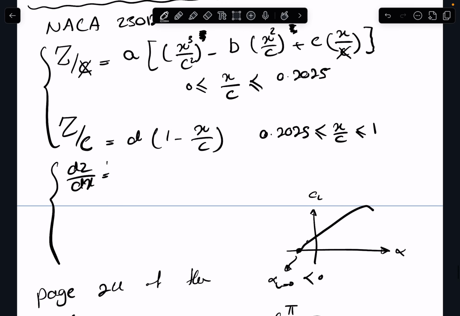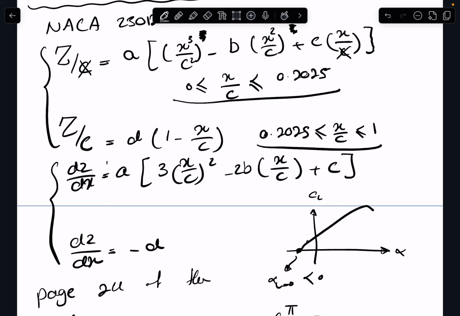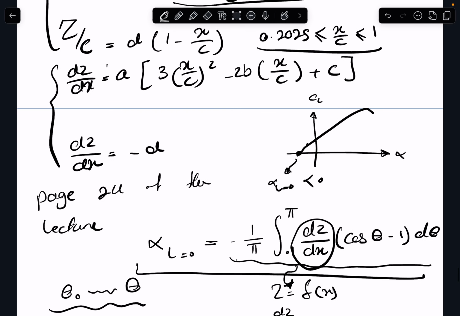The derivative of a polynomial is going to look like this: a multiplied by 3 x over c squared, minus b times 2 x over c, plus c. And this is true for this range. And the next part of the equation, dz dx, is going to be equal to negative d. It's true for this range. So we have taken the derivative.